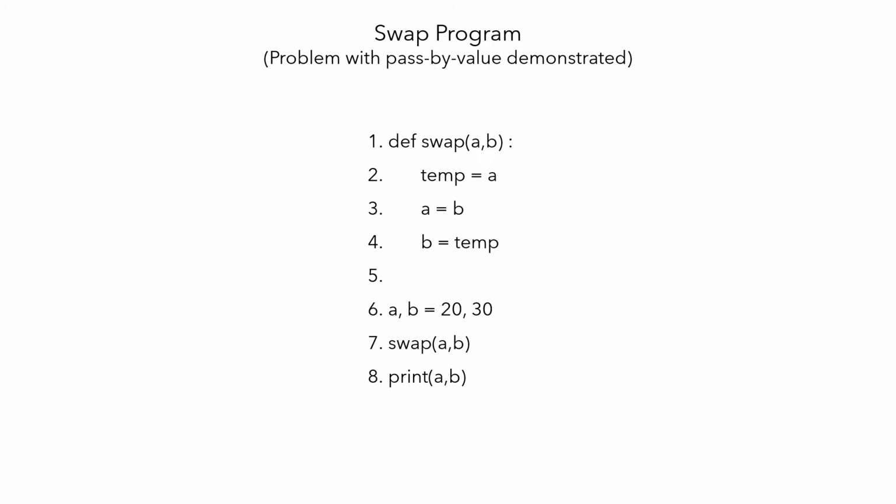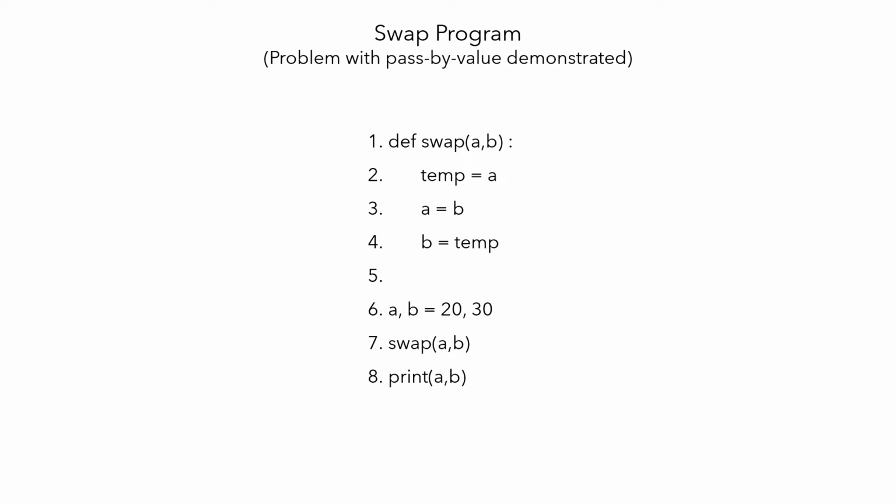Consider this swap program. We know that there is a problem with pass by value. You would have been introduced to this. Now we'll look at visually what really happens and what causes this problem. So here is the code for swap program.